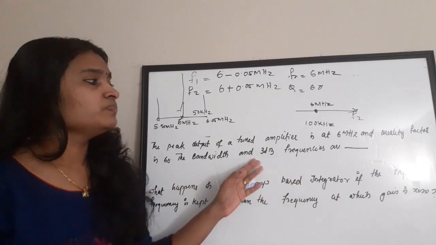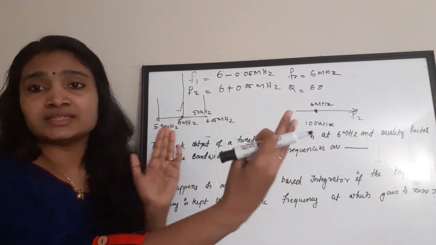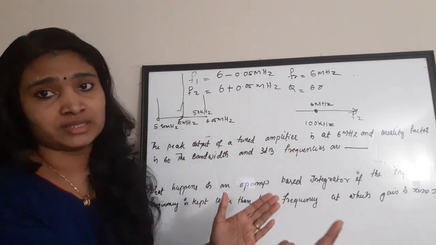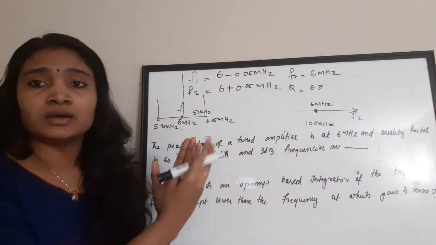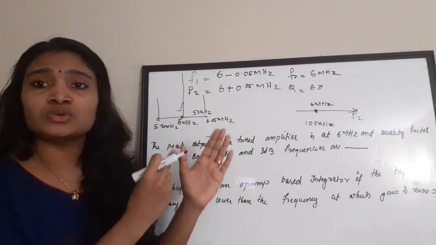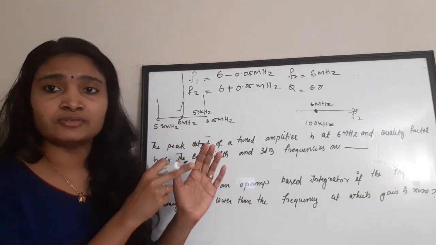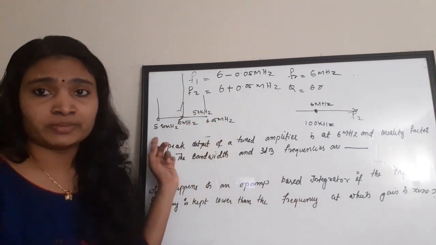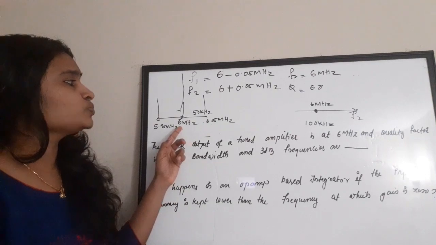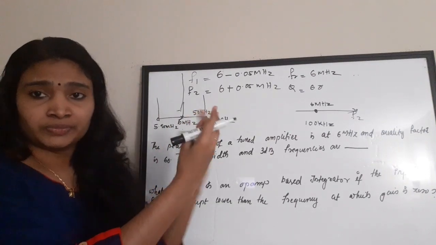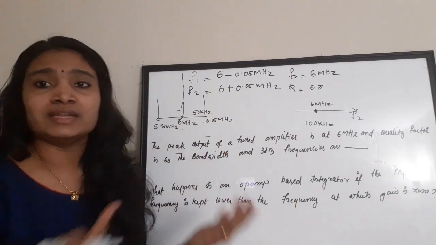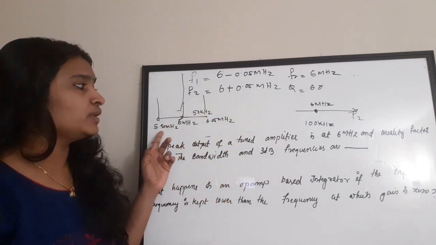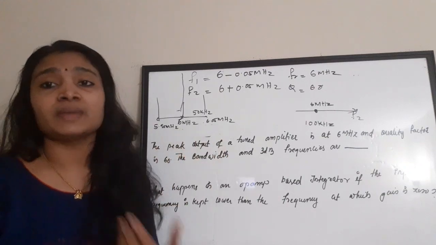Then you need to find the 3 dB frequencies. If there is a bandwidth, there is a lower end frequency and an upper end frequency. You need to find these two frequencies, and the midway or peak frequency is also given. So you can split the bandwidth as 50 kilohertz and 50 kilohertz, or 0.05 megahertz and 0.05 megahertz. Then subtract and add this 0.05 to the midway, and you will get the lower end and the upper end. Very simple, right? So the answers are 100 kilohertz bandwidth, and 5.95 megahertz and 6.05 megahertz.